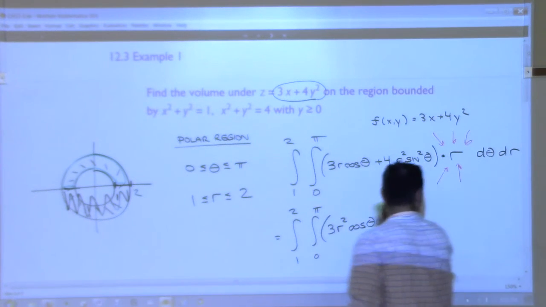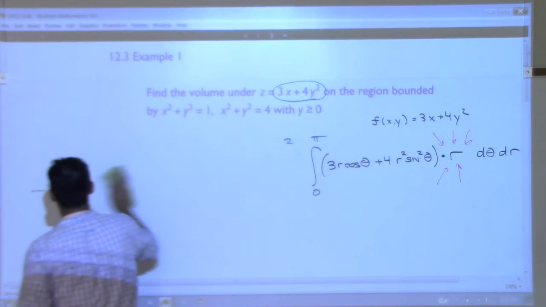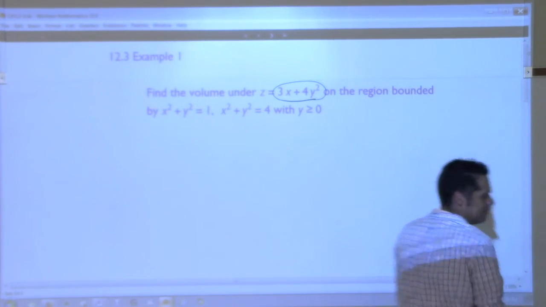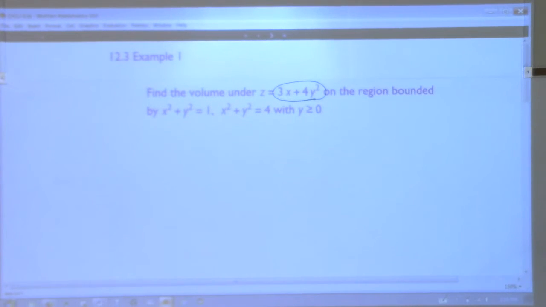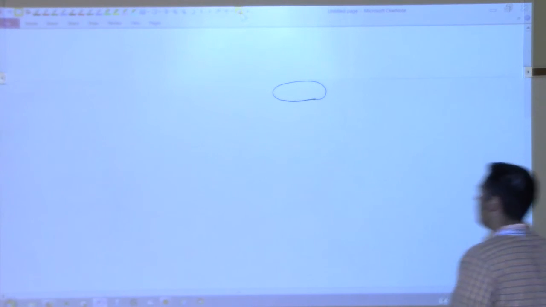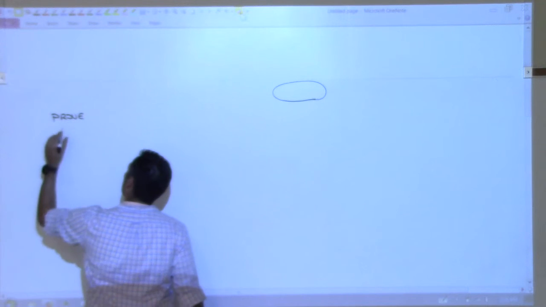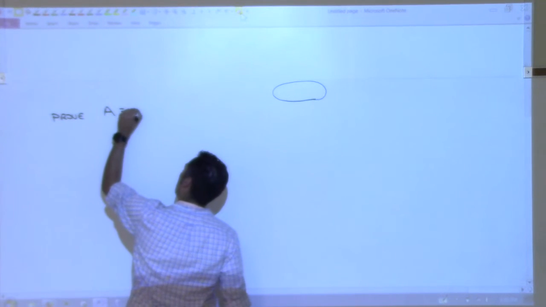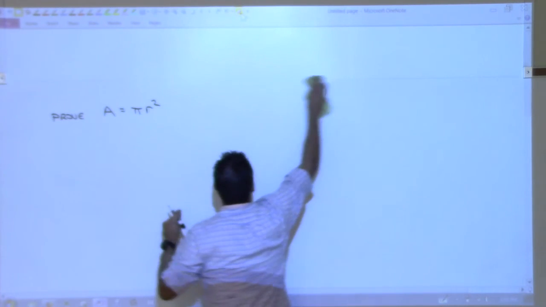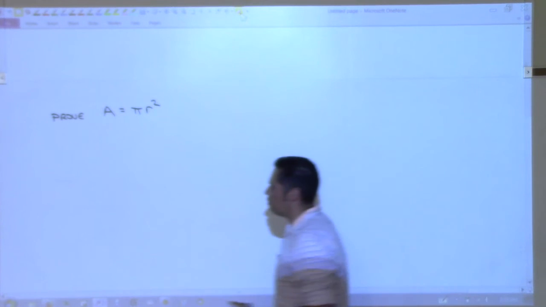One last thing I want to show you in 5 minutes. I think this is pretty mind-blowing, what I'm about to show you right here. You may not agree, but you can share this with your friends. Prove that the area of a circle is pi r squared. Okay? I want to prove that the area of a circle is pi r squared. You ready? I've got to go fast because I only have 4 minutes.